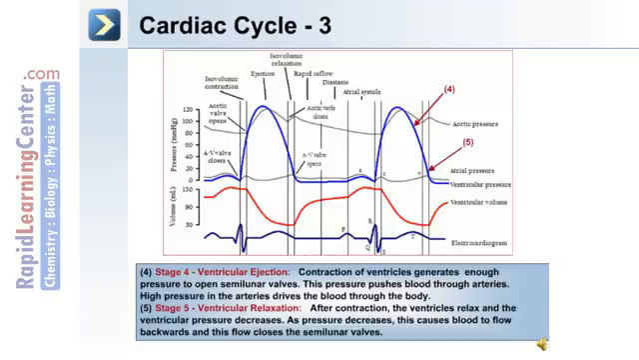Stage 5 is ventricular relaxation. After contraction, the ventricles relax and the ventricular pressure decreases. As pressure decreases, this causes blood to flow backwards, and this flow closes the semilunar valves.